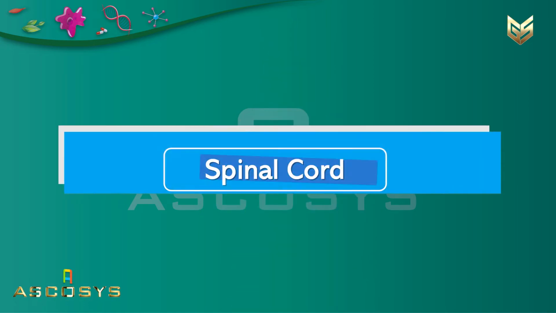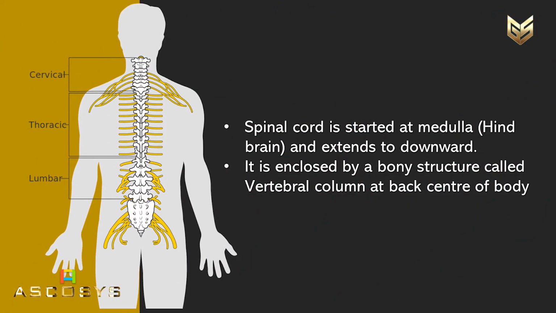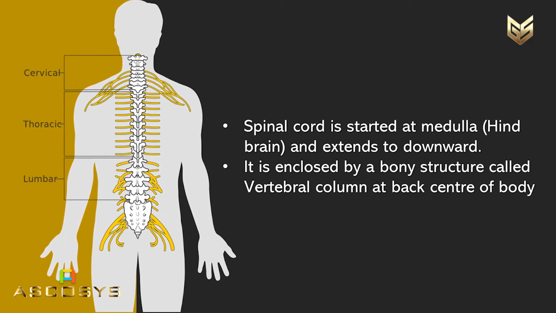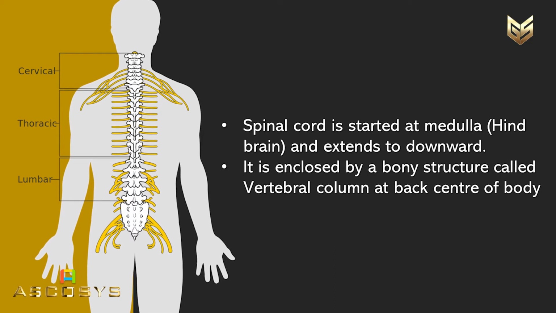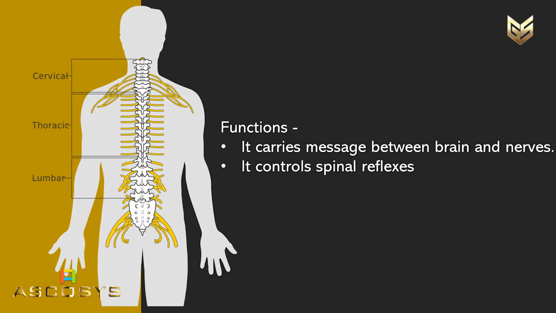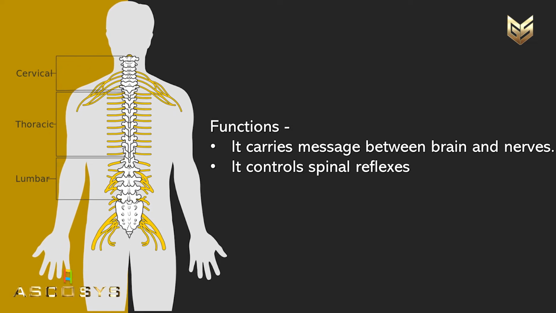Now students, after the human brain, next is the spinal cord. The spinal cord starts at the medulla region in the hindbrain and extends downward. It is enclosed by a bony structure called the vertebral column, which runs at the back center of our body. Now what are the functions of the spinal cord? It carries messages from the brain and nerves. Second, it controls the spinal reflexes. So these are the functions of the spinal cord.